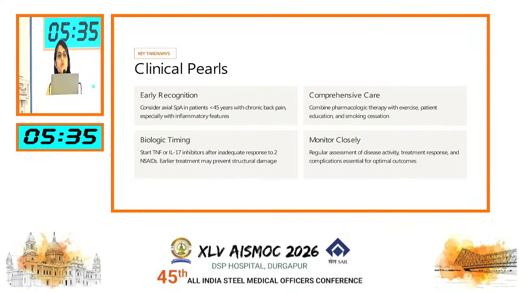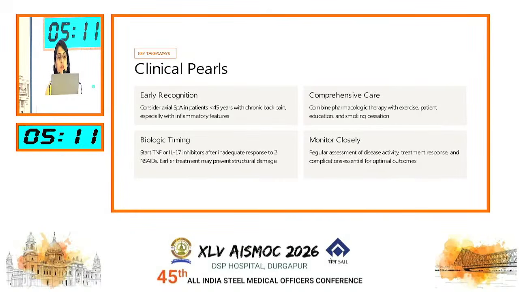After 2 NSAIDs, we have to consider shifting to any of the 3 molecules, which definitely has to be considered, and the opinion of a rheumatologist should be taken before starting. No medicine should be started without a good amount of monitoring. And definitely a good early treatment can prevent structural damage.